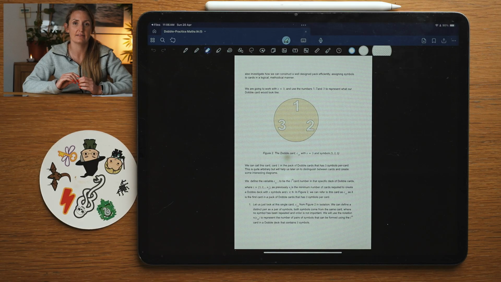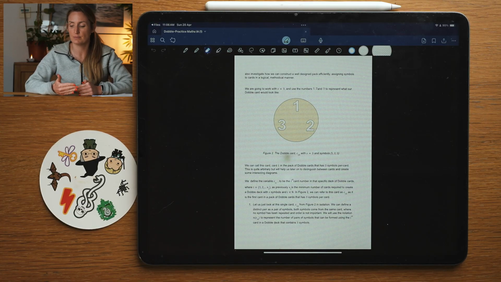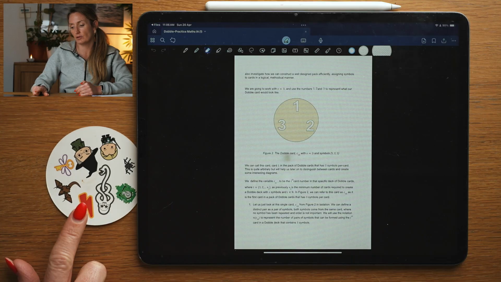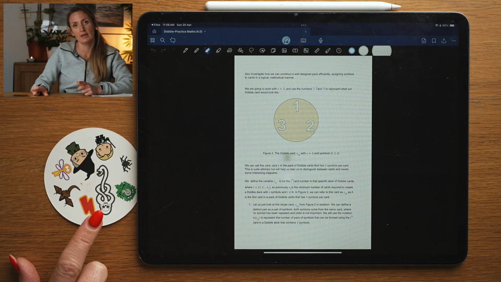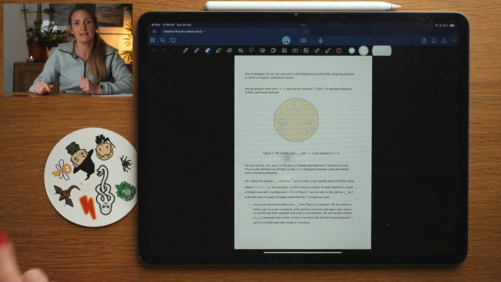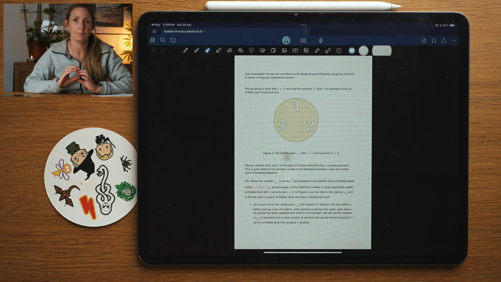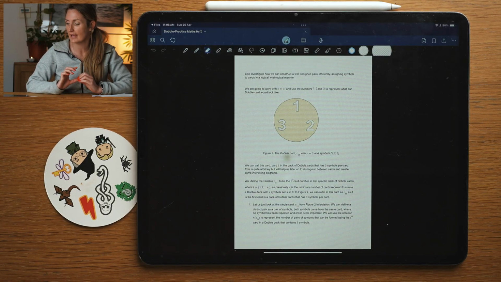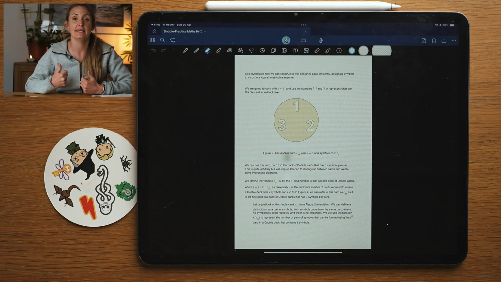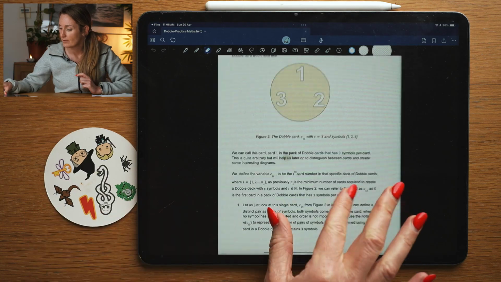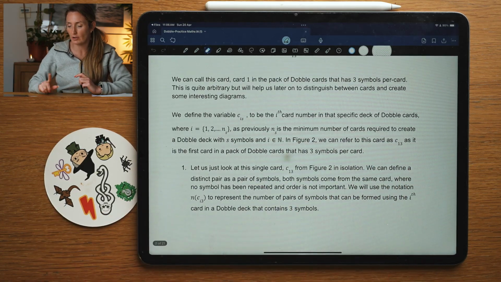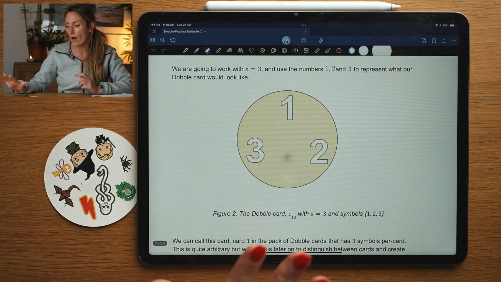And we had C_i^S, which denotes which number card you are in the deck of S symbols. So for example, this one could be the first card in a deck of 8 symbols, so it would be C_1^8. Just to recap those symbols if you're joining us a little bit late in the series. Now we're going to start digging into the mathematics. So we're going to start by looking at the first card in our deck.